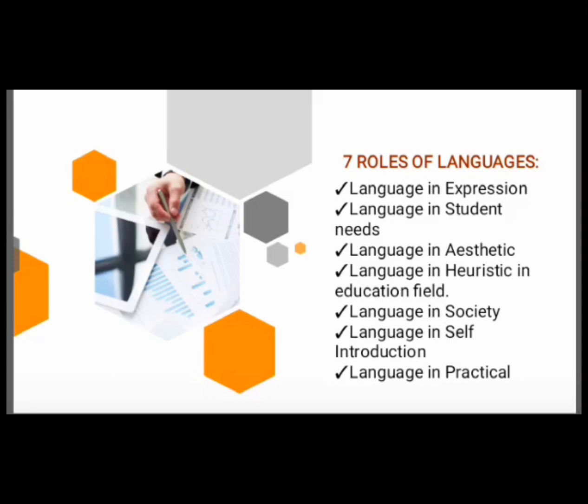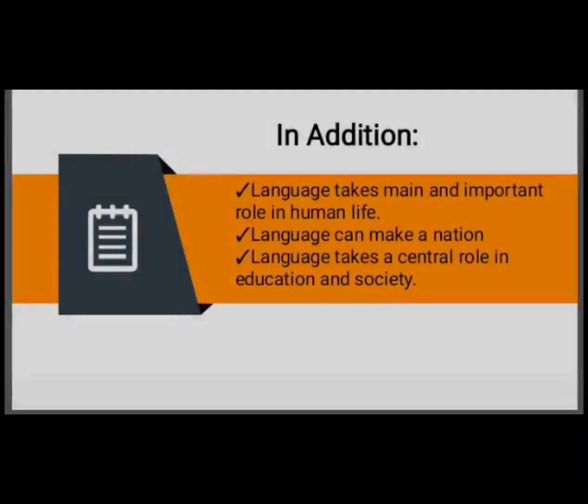Sixth, language in self-introduction. Children adopt their social language as their own language. Their language plays an important role for the society. Seventh, language in practical use, to express emotions like happiness, sorrow, anger, etc. Humans need language. In addition, language takes the main and important role in human life.